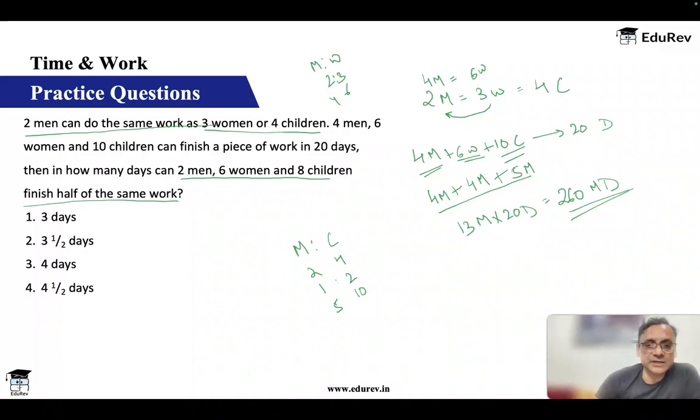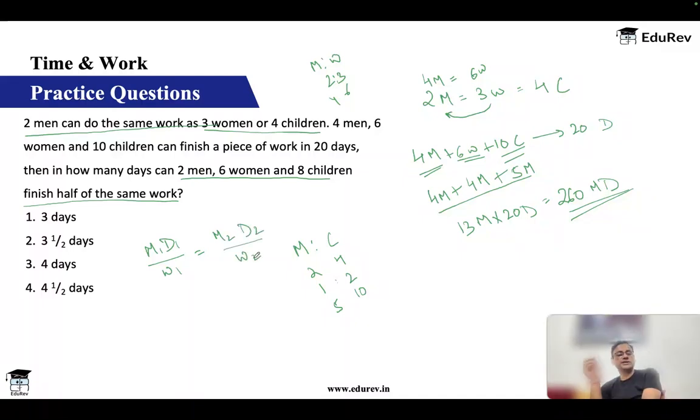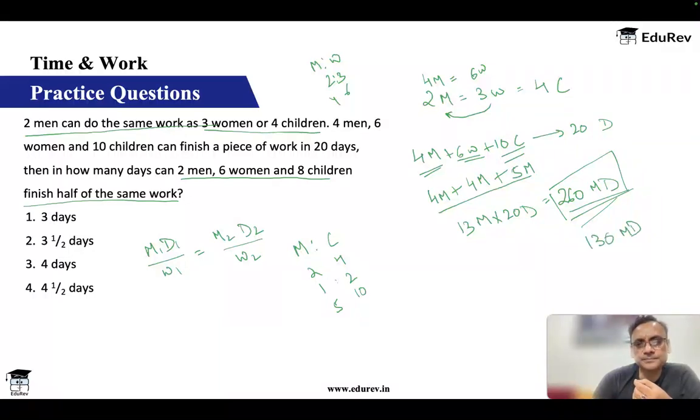Basically I will use M1 D1 upon W1 is equal to M2 D2 upon W2, and W2 is equal to half of W1. So let's apply this. My total work is 260 man days. In the second case, they have to do half of the work. That means they have to do only 130 man days of work, because work has become half. You can put it this way also, which is fine. In fact, this is the concept method, and I will prefer that rather than the formula method.